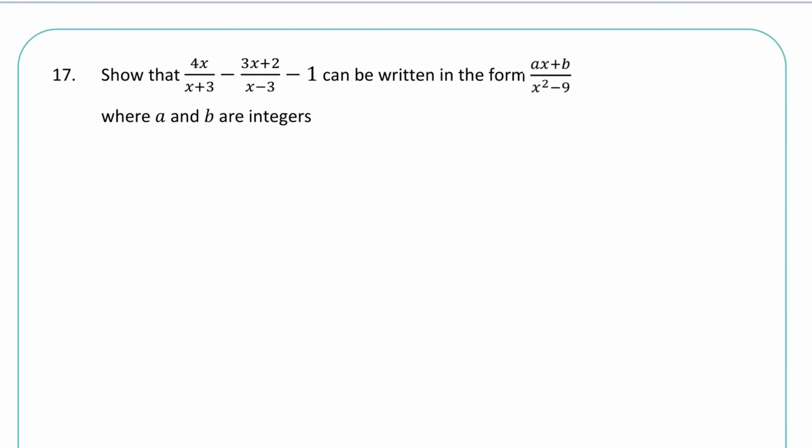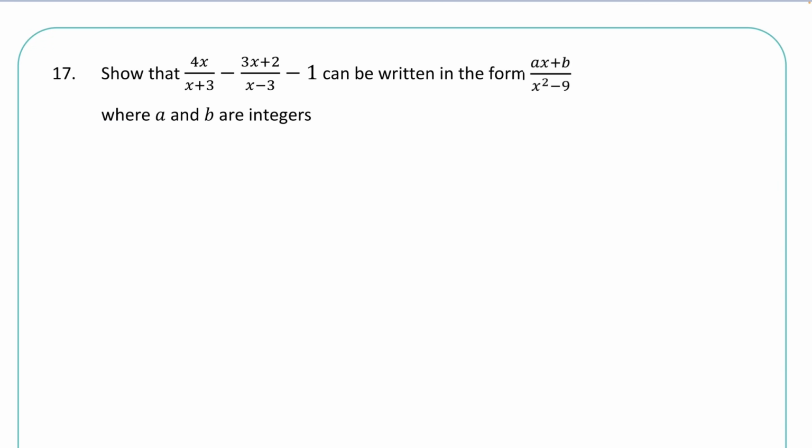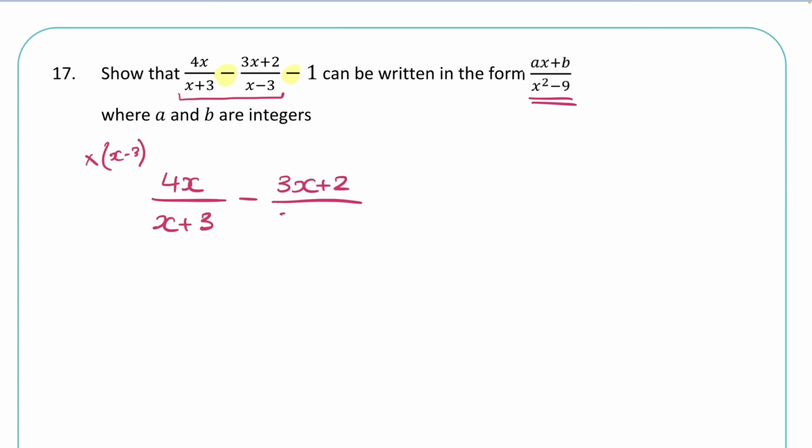Okay, on to our next question, and we are looking at an algebraic fraction. Now just be really careful here that we look at what operations are taking place so that we follow these in the correct order. This is 2 subtractions here, so we're just going to do this left to right. We're going to first take away both of these, and remember we're looking to get it into this form in this question. So here we have 4x over x plus 3. We're going to need a common denominator, so we're going to times this side by the x minus 3 on the other fraction. And we have 3x plus 2 over x minus 3, which we're going to times by x plus 3.